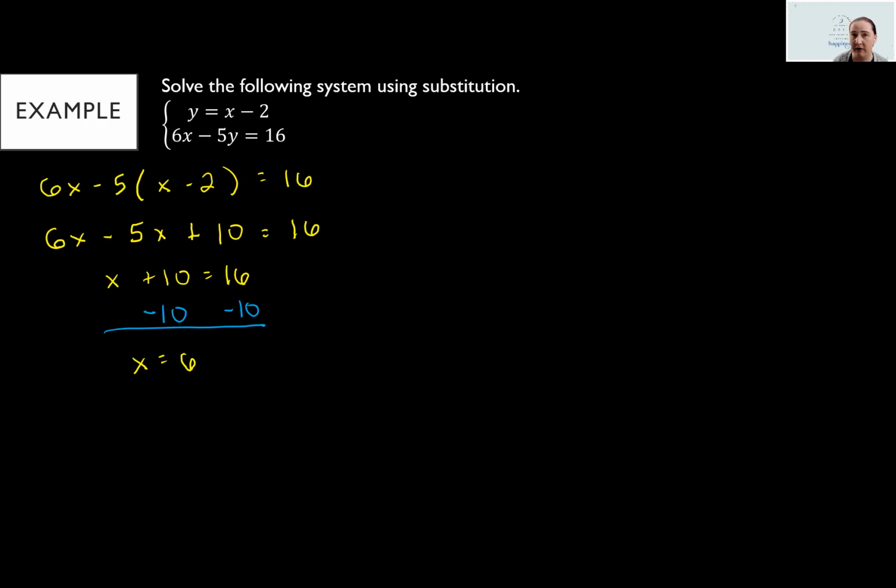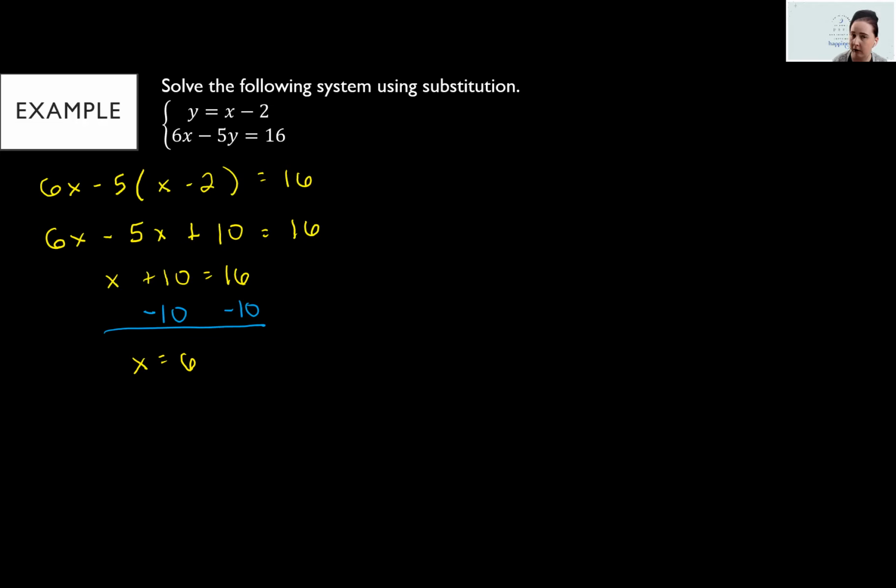So again, you're not done because you only have half of the answer. You need to get y as well. So you can plug 6 in for x into either equation, the y equals x minus 2 or the 6x minus 5y equals 16. Our previous example, it didn't matter which one we plugged it into. It was roughly the same amount of work.